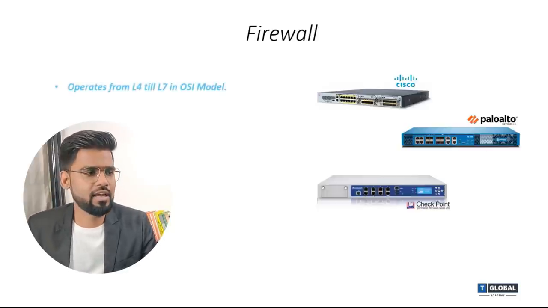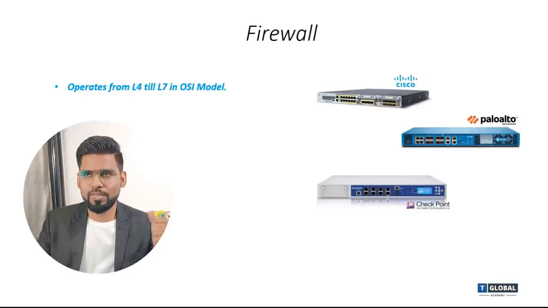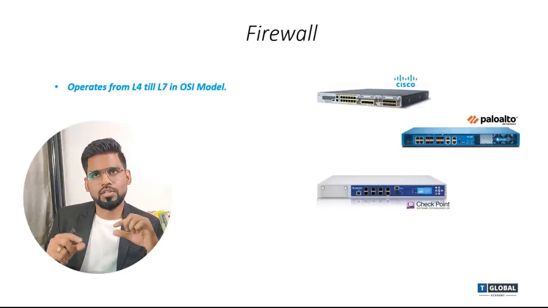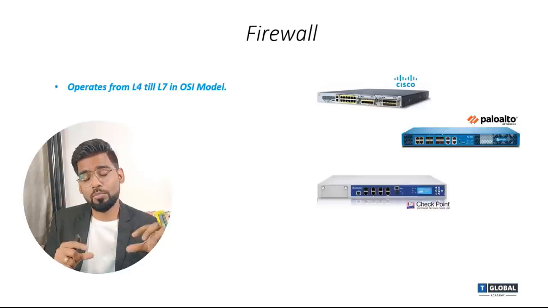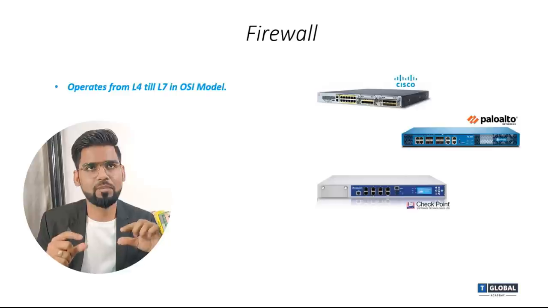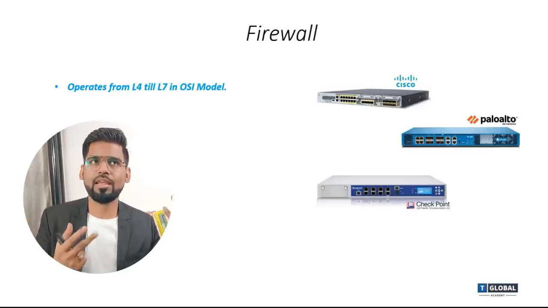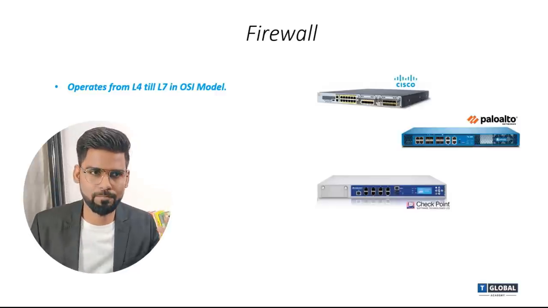Let's get started. The firewall works from layer 4 till layer 7. That means its job starts at layer 4, the transport layer of the OSI model. It looks at the TCP or UDP ports, and can also look at the application as well.